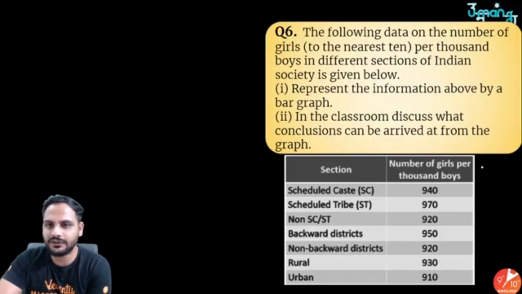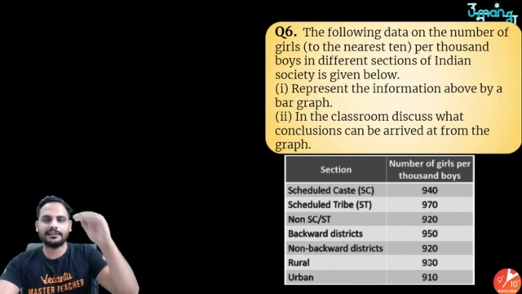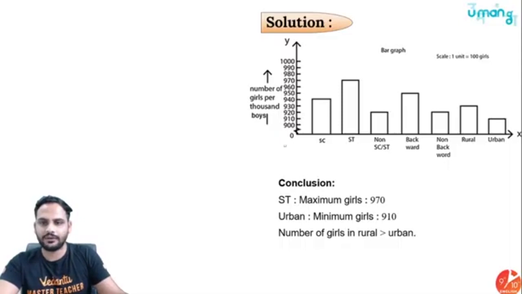The following data on the number of girls to the nearest 10 per 1000 boys in different sections of Indian society is given below. Represent the information above by a bar graph. In the classroom, discuss what conclusion can be arrived at from the data. Now see, different sections of the society are given and the number of girls per 1000 boys is given. So if I represent it on the bar graph, I can take a scale of 100. So 100, 200, 300, 400 like that, and I will see the scale over here.